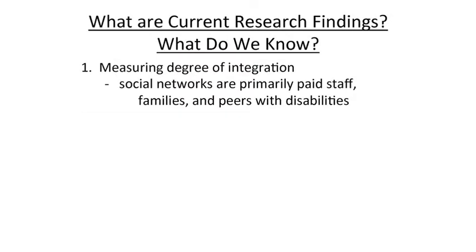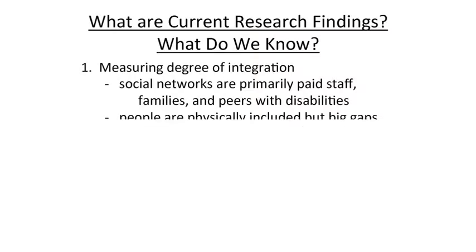There are some overall summary results that we see as trends: the social networks of people with IDD are primarily paid staff, families, and peers with disabilities. That's the big majority of their social networks. For people who live with their families, most relationships are mediated through the family. People may be physically included, but there are big gaps in social inclusion. Those are some of the trends. And Mary McCarron is going to give a presentation about a big study they did in Ireland that looked at some of those trends, for example.